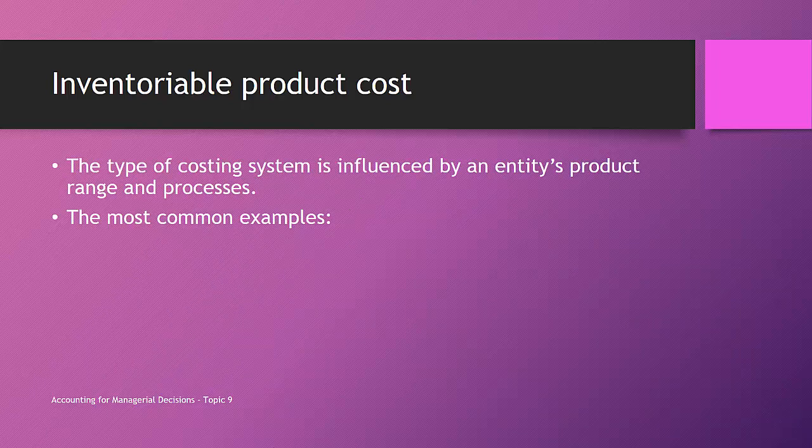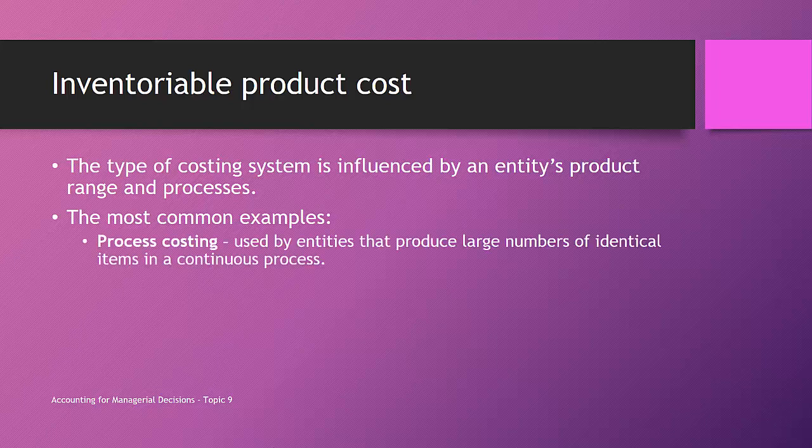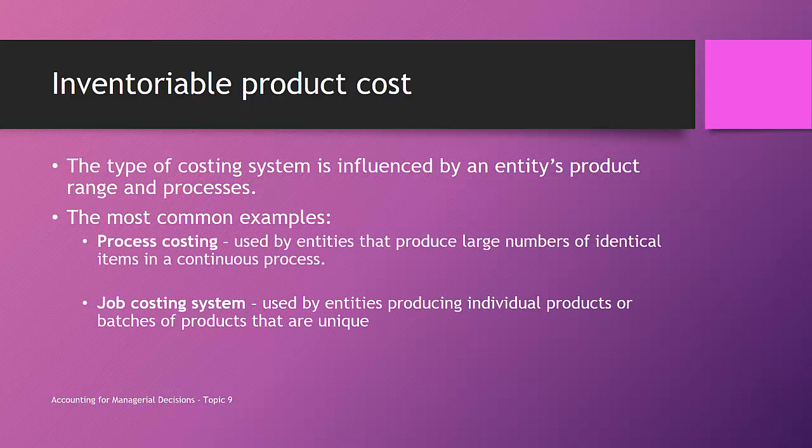And the type of costing system that's used is going to be influenced by what's going on with the product range and processes. If we break it down very roughly, process costing is where you've got large numbers of identical items in a continuous process. I think we had an example of Coca-Cola before. They have large numbers of the same products, bottles of Coke or cans of Coke going through, and it's just a continuous process.